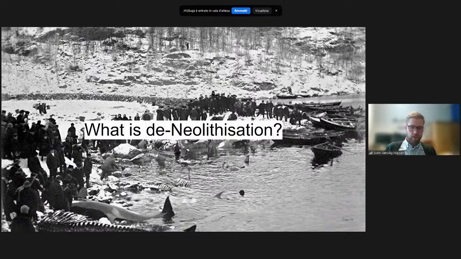So in Norway, this process has been called the Denalization. And here we see a photo from the early 20th century from one of the islands outside Bergen, where farmers used to hunt whales during the season to sell on markets and to feed their own island population. So this mixed type of economy of farming combined with fishing and whaling has been completely normal in Norway in historical times.